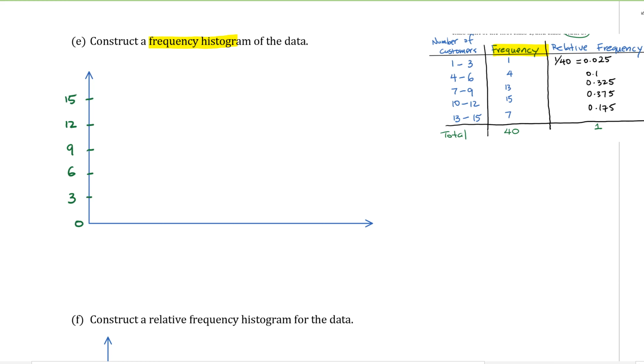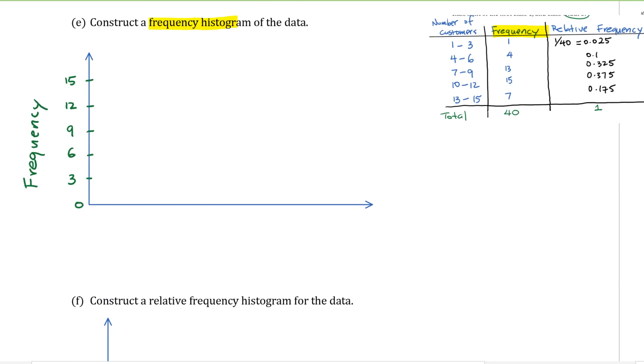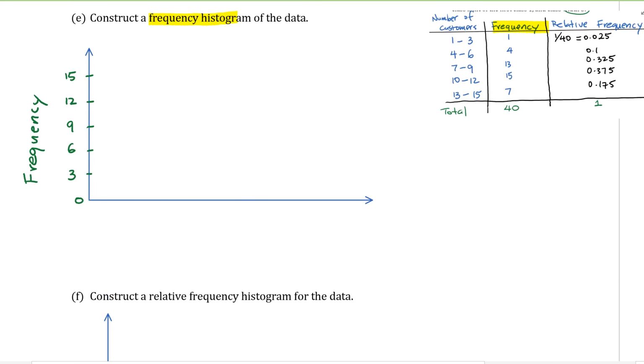Now that's the vertical axis, and that is my frequency. Let me label it. Now the horizontal axis is the number of customers waiting at 6 p.m., which is the classes. So for my classes, I'm going to have to label the horizontal axis with the lower class limit.